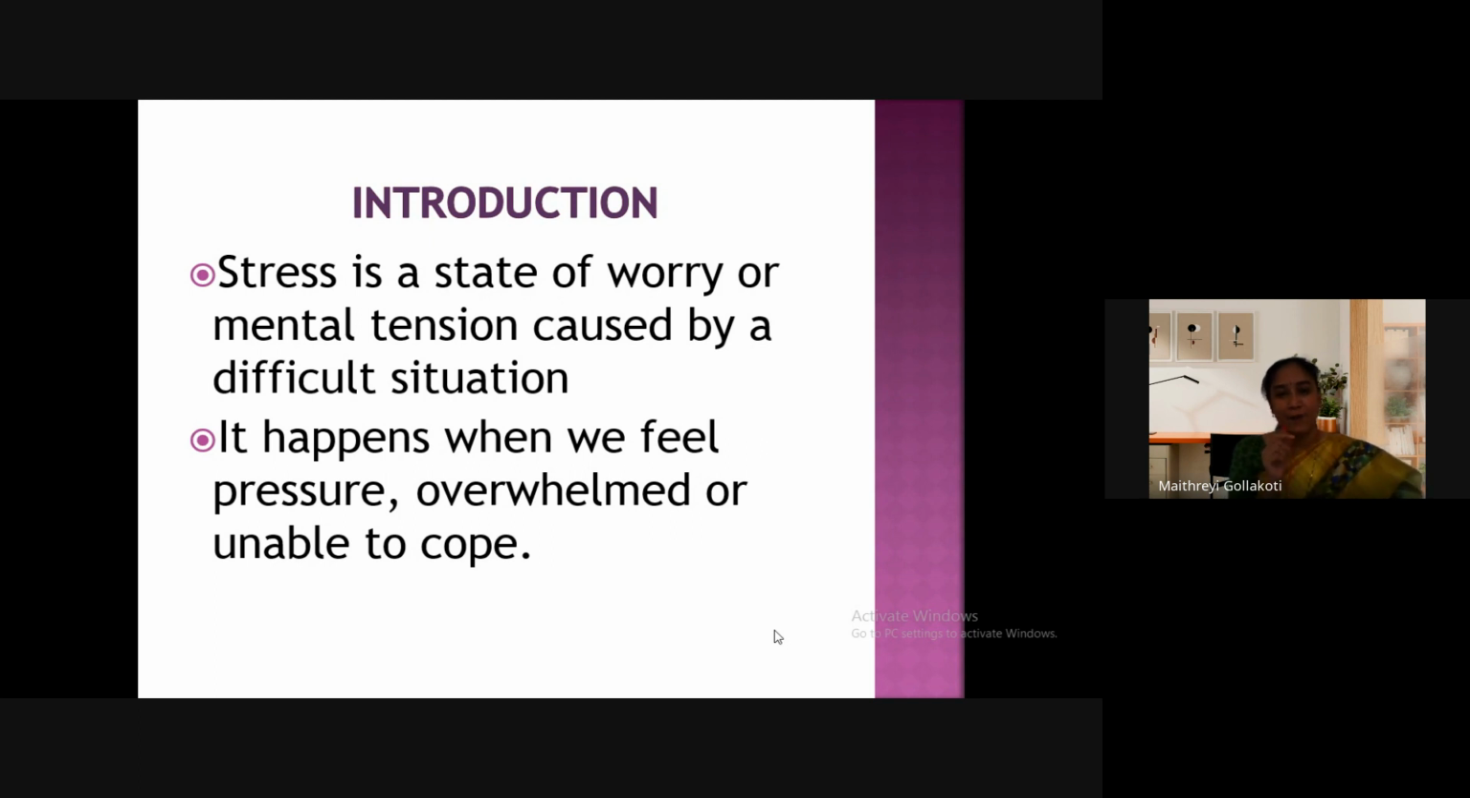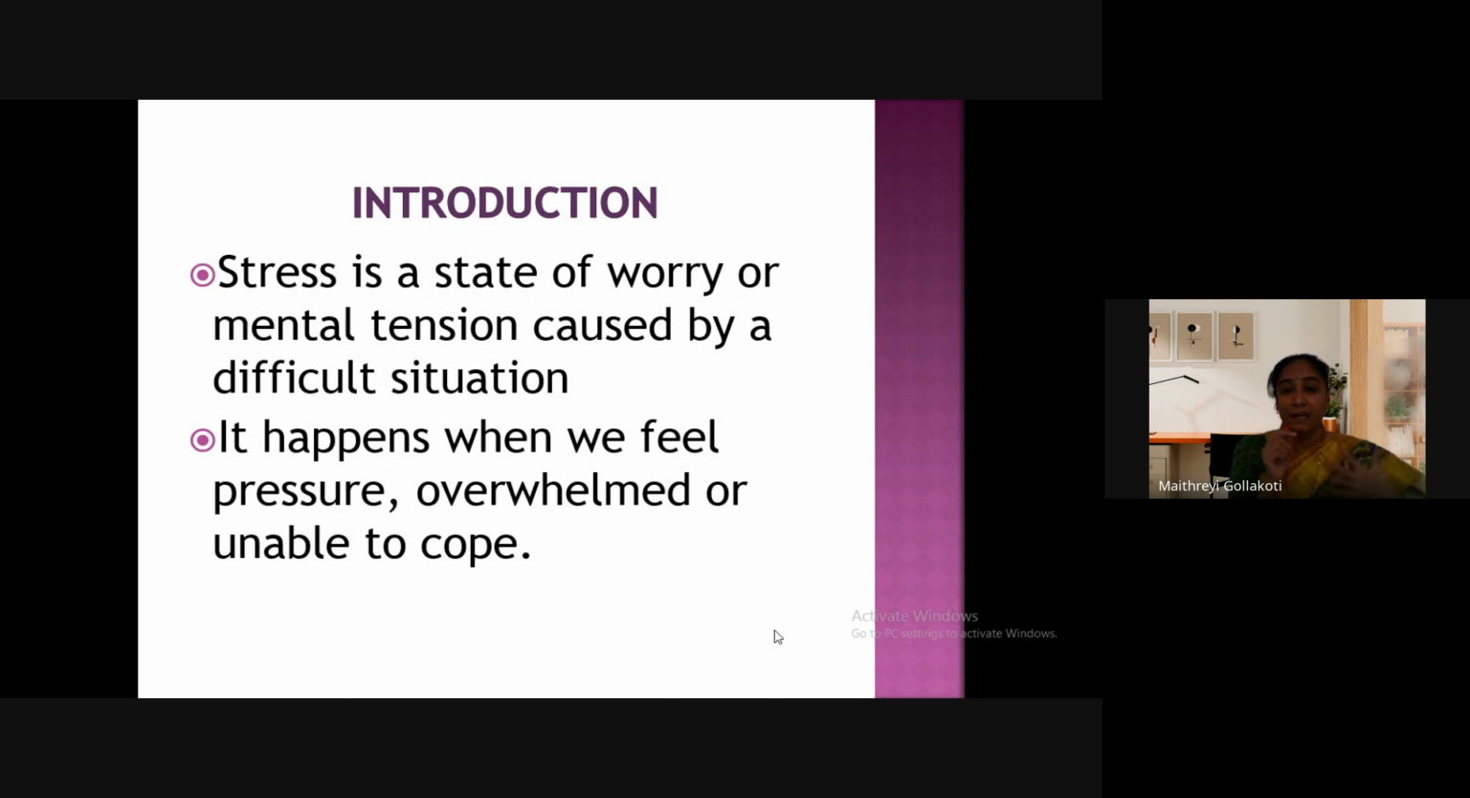Now, when such unpleasant surprises happen in life, then we get stressed. And one more reason for stress is we always tend to get scared about what will happen next. Because we don't know the future, we are always worried about it. So that state of worry or mental tension which is caused by a difficult situation is called stress. It happens when we feel pressure. Sometimes we have to give our best performance, and unfortunately, sometimes at that time we may not be in good health, or some other problem may come at the same time. So we feel stressed. And sometimes it is overwhelming.